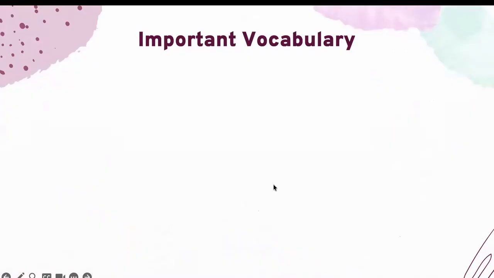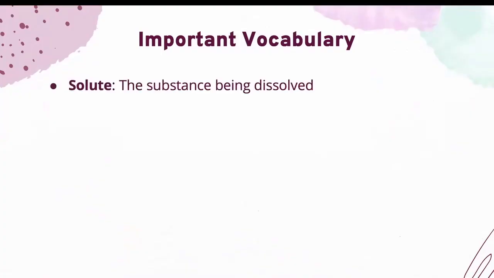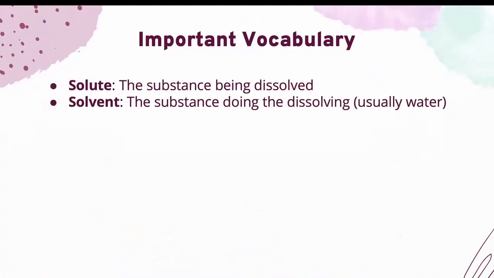Okay, so before we get started on doing Ksp problems, I'm going to go over a couple important vocab words relating to solubility. The first two are probably the most important when it comes to solutions and solubility. They are the solute and the solvent. The solute is the substance being dissolved, and the solvent is the substance doing the dissolving. Usually this is water, in the majority of the solutions you'll see, but sometimes it can be other things. For instance, a compound dissolved in ethanol or ethyl acetate or something along those lines.